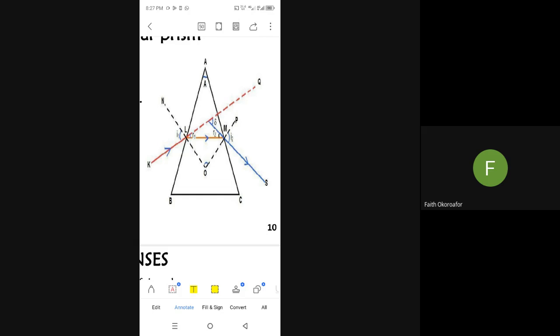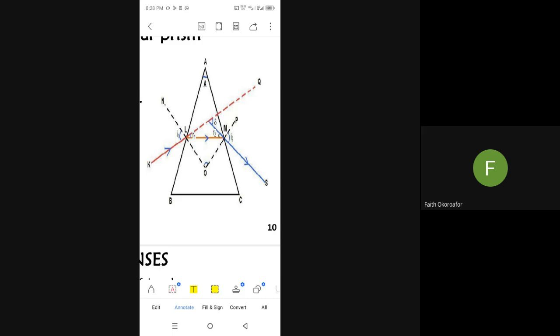So the angle between KQ and S, that's the angle of deviation. Should I say that again? Did you see the blue line S? Did you see the dotted line KQ? Did you see the angle where the two of them met? That's the angle of deviation. Shall I say that again?